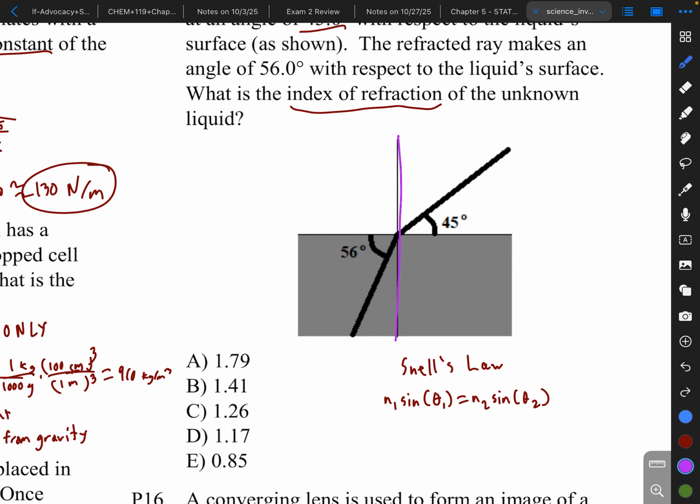So I'll draw that in pink right here. This perpendicular line to the surface, we're measuring our angles in respect to this line. So obviously the angle for 45 degrees will stay the same, but this angle between the ray and the pink line is 34, because 90 minus 56 is 34.